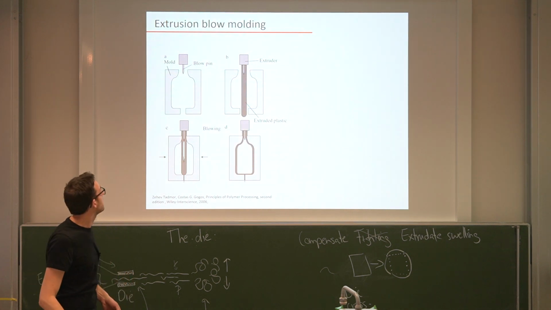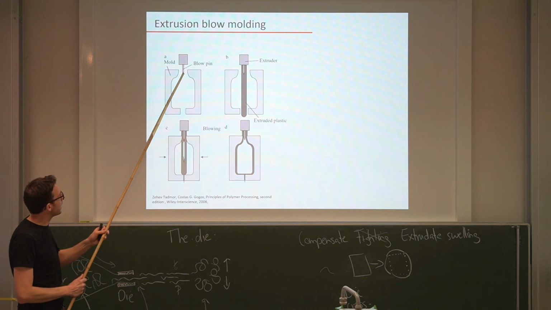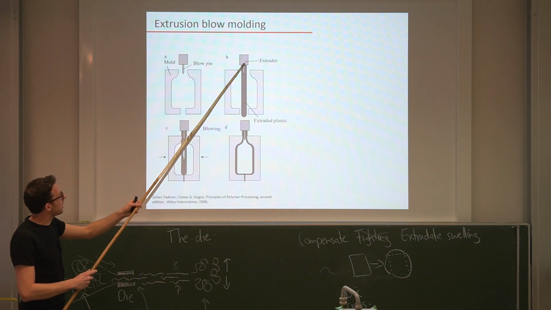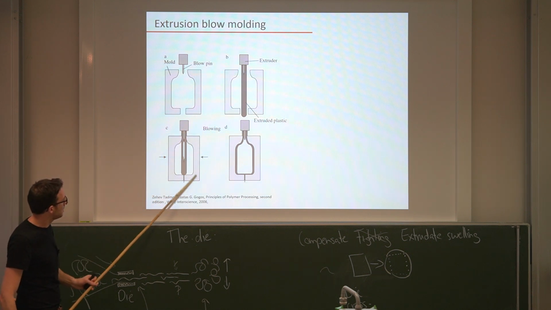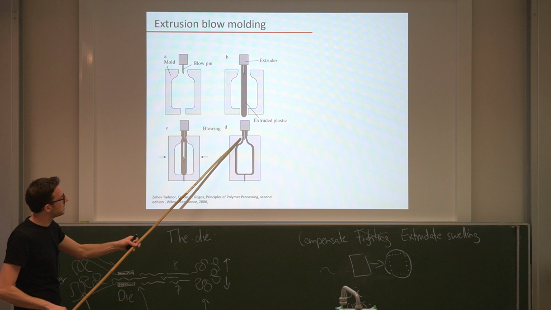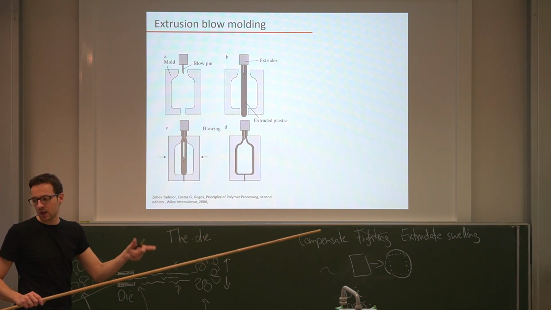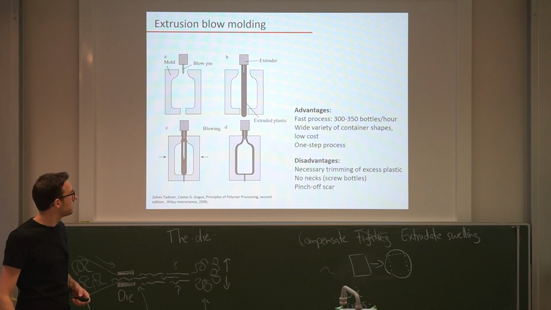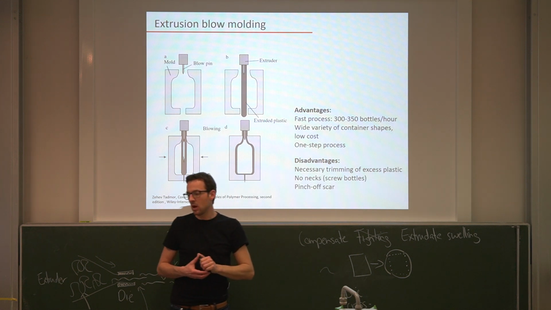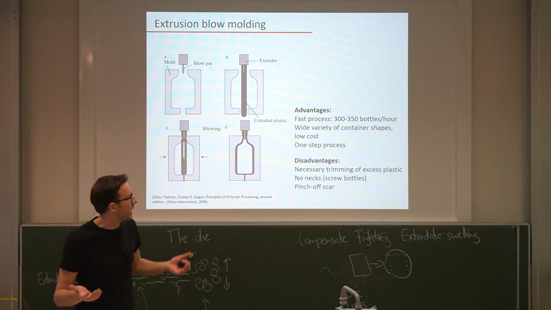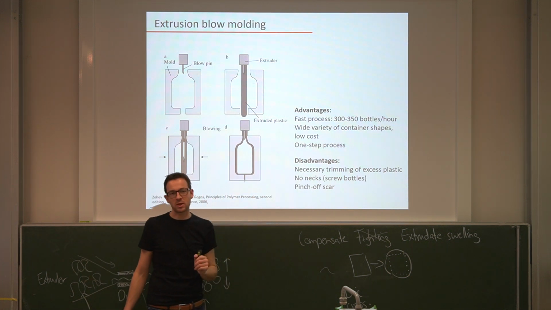Okay, how does it look like? This is the extrusion blow molding. So you see here, we have our mold, a blow pin where the air comes in, and an extruder. So now this goes through the extruder. While it goes down, these things close. You blow in air. The air fills the entire, or pushes the polymer into the form. Then you release again, and then you do it over and over again. So the advantages, as already said, very fast. You can make a few hundred bottles per hour. You can make the shape however you want. It's cheap and a 1-step process.